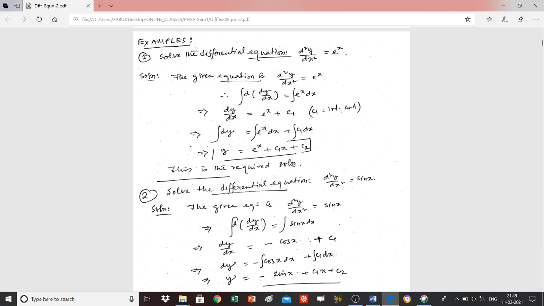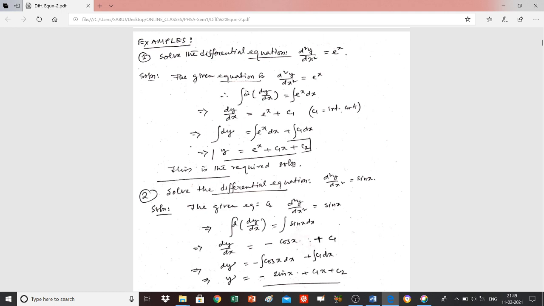Left side will provide you dy by dx, and the right hand side is equal to e to the power x plus c1. C1 is the integrating constant. From here you can also write dy is equal to e to the power x dx plus c1 dx. Now integrate both sides of that equation, that will give you y is equal to e to the power x plus c1x, and another constant c2 should be there.